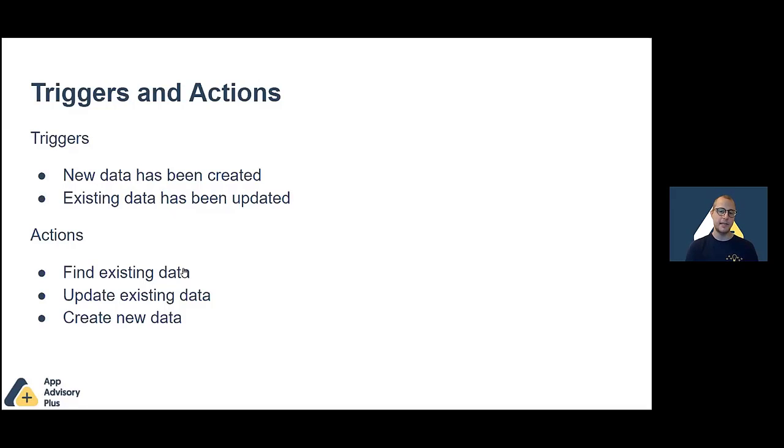And then the second stage of a Zap, and further stages after that, are action steps. So this is, okay, something's happened. Now I want to either find an existing bit of data, update some data either in that same app or in another app, or create some new data somewhere else. And the more trigger points that are available for both data created and data updated, the better, because you'll be able to get more data out of your app for use in another app.